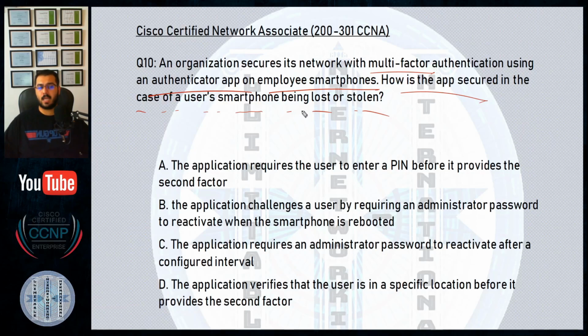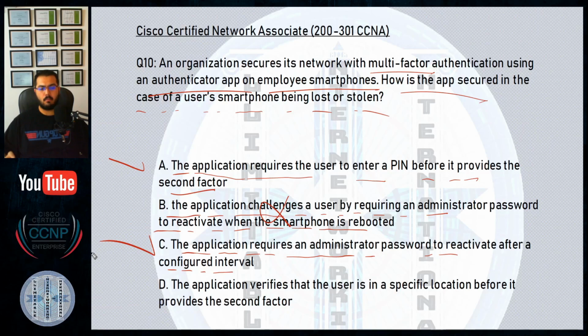What will happen? How is the application secured in the case of a user's smartphone being lost or stolen? Okay, so that guy can authenticate or de-authenticate when the second factor authentication occurs. The application requires the user to enter a PIN before it provides the second factor. This could be enabled. The application challenges a user by requiring an admin password to activate when the smartphone is rebooted. I don't think there is such an option in the applications nowadays. The application requires an admin password to reactivate after a configured interval. That could also happen because maybe you like to make it every week or every month.